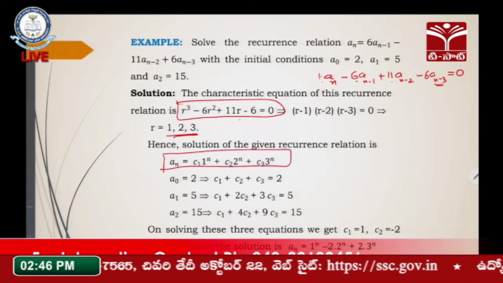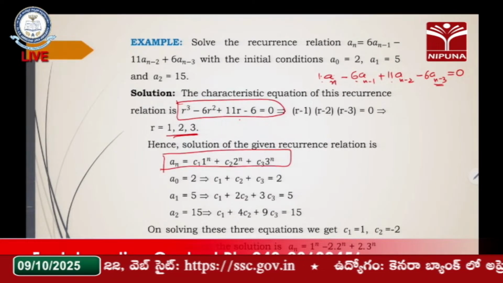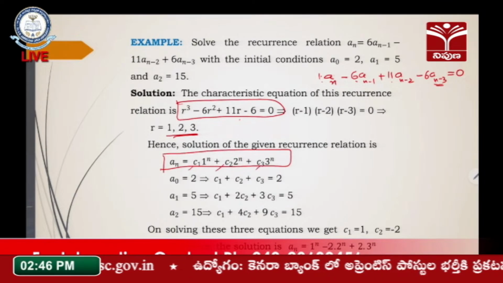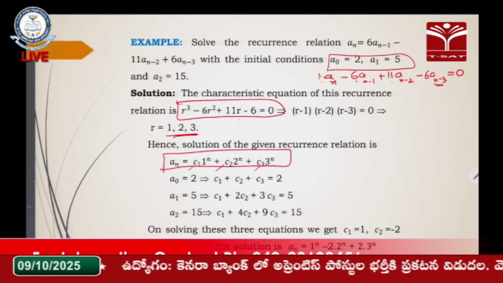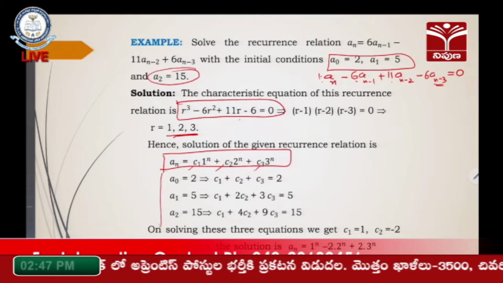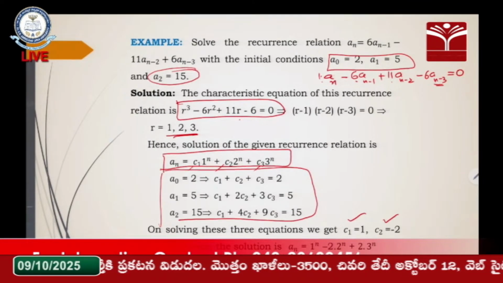C1 plus C1 into alpha 1 power n, that is 1 power n, C2 into 2 power n, C3 into 3 power n. And how many conditions? Since 3 unknowns are there, we need 3 conditions, A0 equal to 2, A1 and A2 equal to 15. Substituting those 3 conditions, I am getting the value of C1 as 1, C2 as minus 2 and C3 as 2.